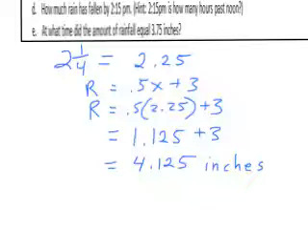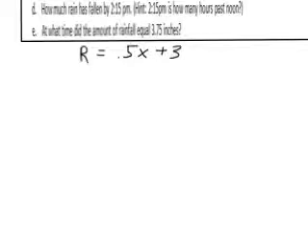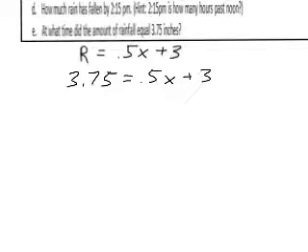Okay, and then the last question, problem E: at what time did the amount of rain equal 3.75 inches? So, what time did it equal 3.75 inches? Well, that's our R, how much rain, 3.75, and then you just figure the rest of this out, right? Now that we know how to work these equations, figure it out.